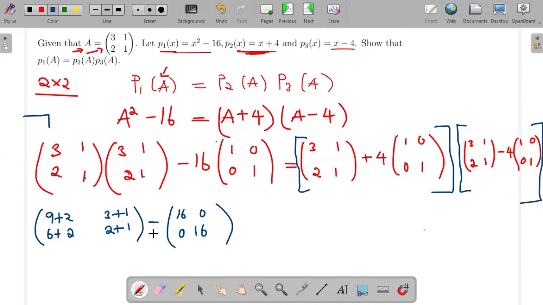Before we even go to the other side, I can combine this. So this will be 11 here, 4 there, 8 here, and then 3. So once we add, we get 11 here, 4 there, 8, and then 3.